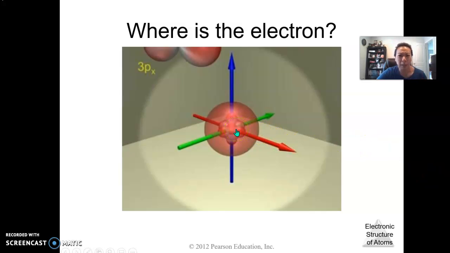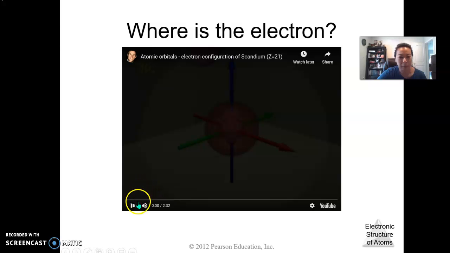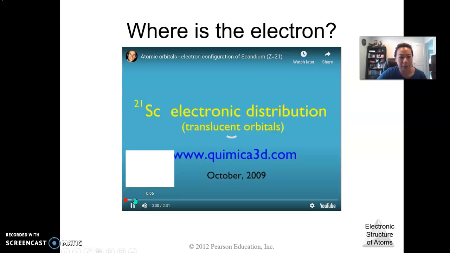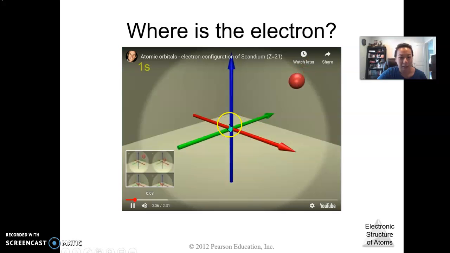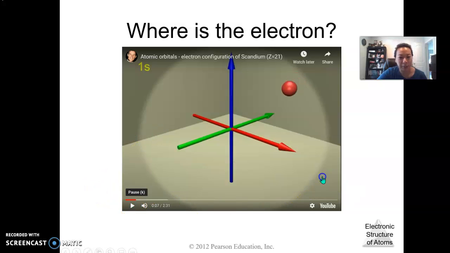So I'm going to play this video and talk about how electrons fit around the atom. It might take a little bit to get going. Skip that part. So we're going to pretend the nucleus is in that middle part, all right? And so atoms have that nucleus in the middle.